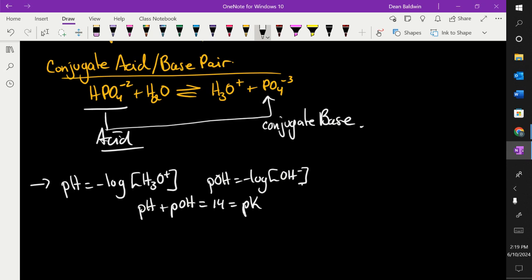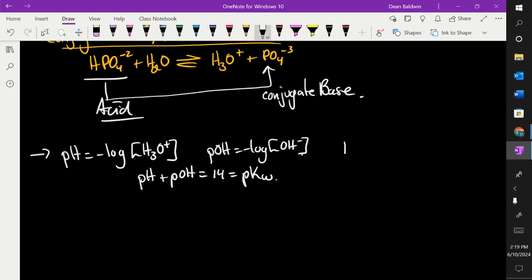Are you going to write these formulae on the board? Yeah, I can put them on the board, or give them to you. So you have to know they add to 14, which is the pKw of water.